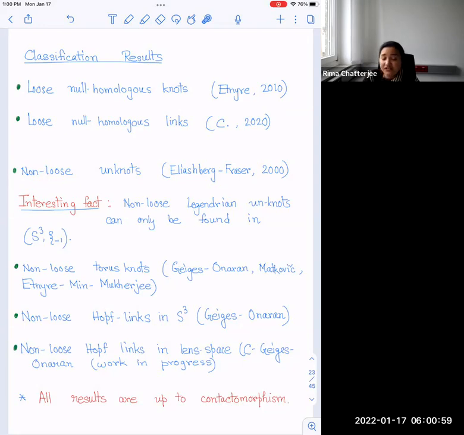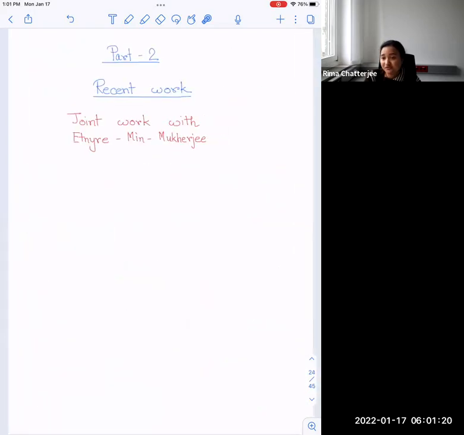And all these results, by the way, are only up to contactomorphism. So there is nothing about Legendrian isotopy. We do not know much about Legendrian isotopy classification of these knot types. Okay, so these are the classification results which are known.